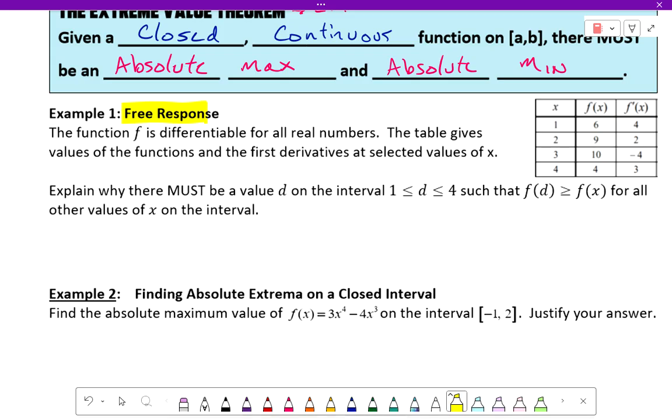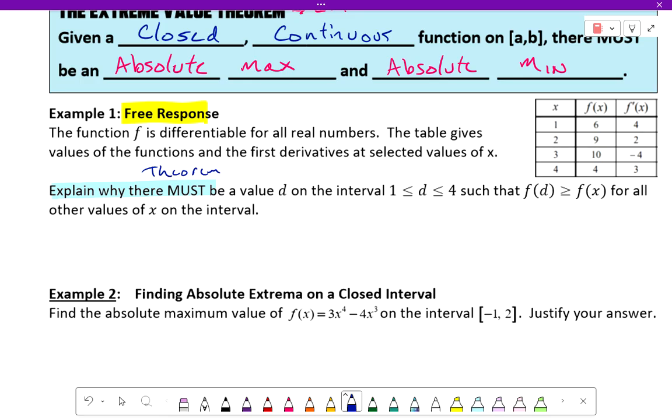Okay. Free response question. It says the function f is differentiable. Table gives you some numbers. Then we read this. Explain why there must. As soon as you read the phrase, explain why there must, what are we thinking? It's definitely a theorem. Now we got 3 of them. Okay, IVT, MVT, EVT. So we got to make a decision.